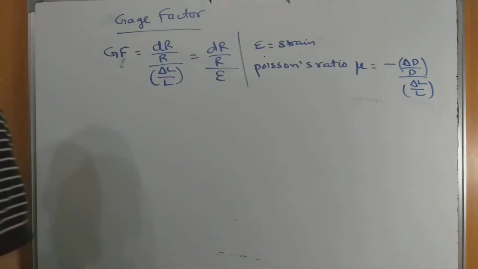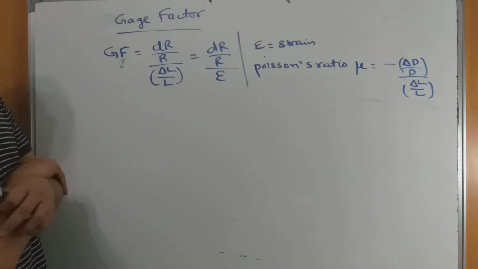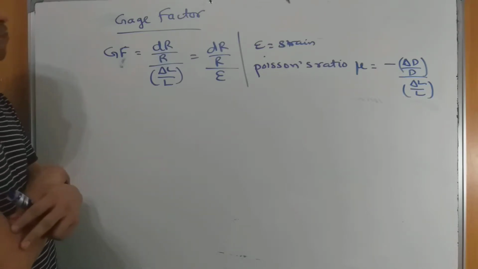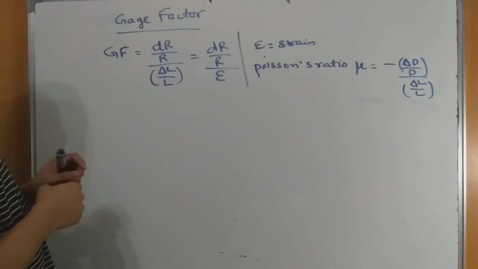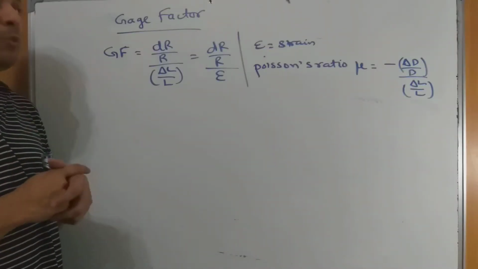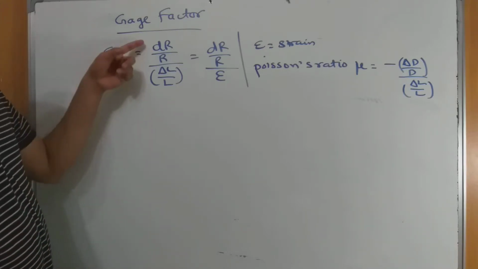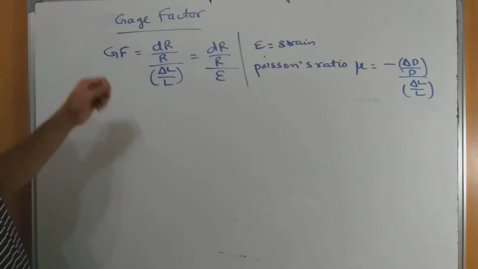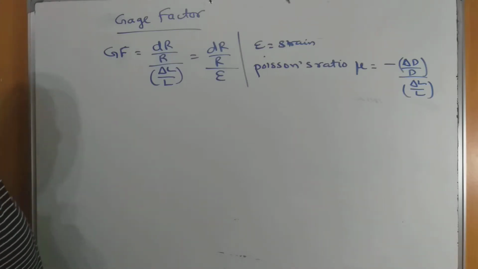Now we are going to look at the gauge factor. This is one of the important questions normally put in the exam. The gauge factor is an important specification of a strain gauge. It is defined as del R by R, or dR by R, divided by del L by L, or dL by L.